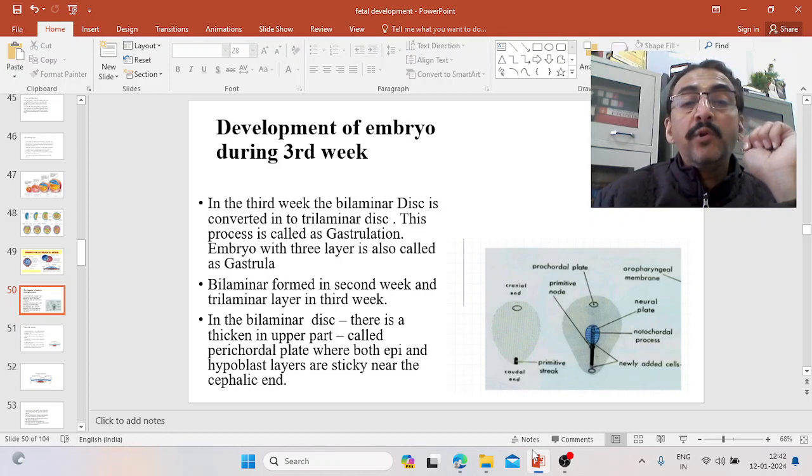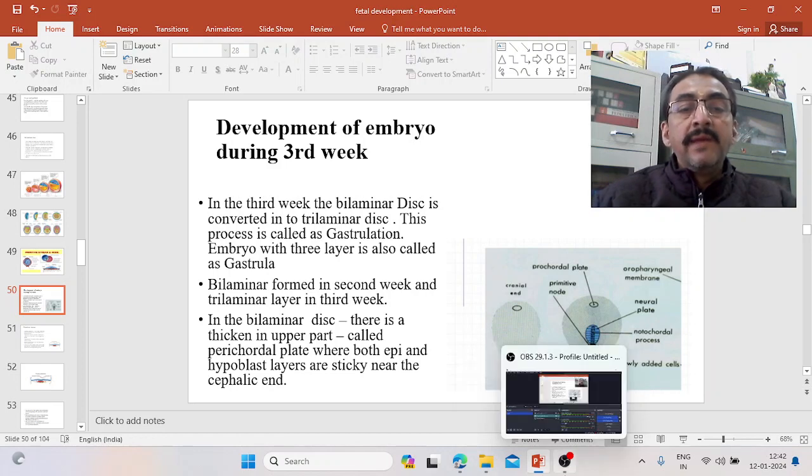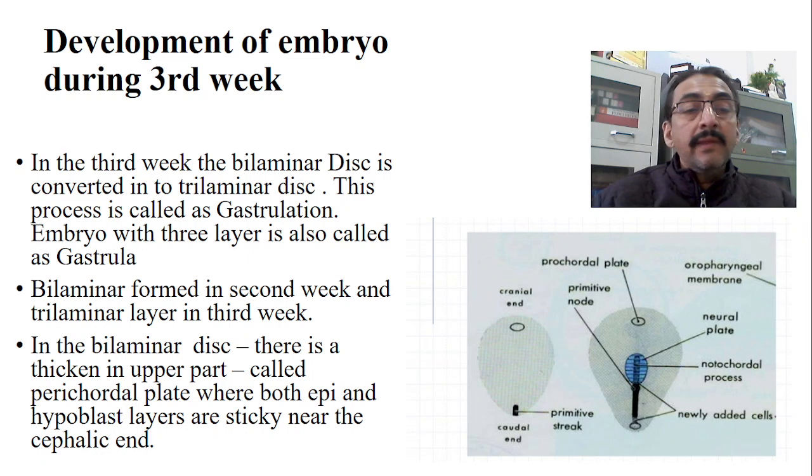gastrulation. An embryo with the 3 layers is also called a gastrula. Now, the bilaminar disc is formed in the second week and the trilaminar disc is formed in the third week. That we also know. In the bilaminar disc, there is a thickened upper part, which is called the prechordal plate, where both epiblast and hypoblast layers are very strongly attached at the cephalic end. Now the changes start in this plate.